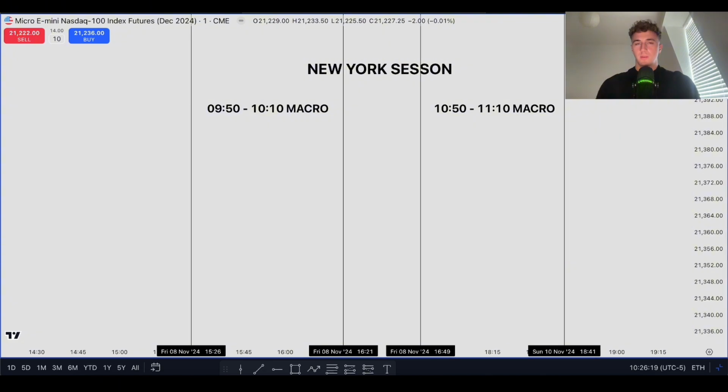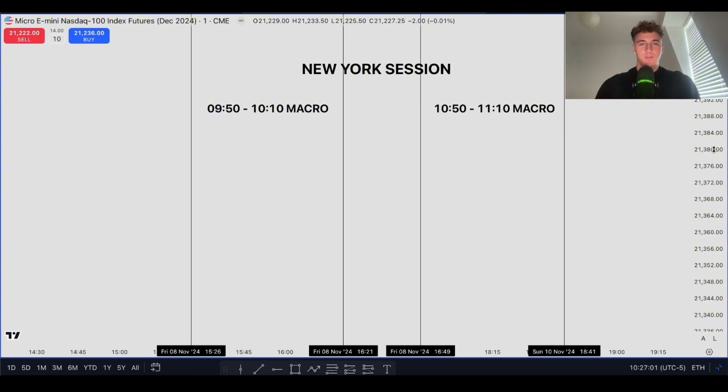And this is when you also want to be looking for that unicorn model to form inside of these time windows. Anything outside is going to be lower probability, and I wouldn't really advise taking it. So we have two macros that I trade. The first one is the 9:50 to 10:10 macro, and the second one is the 10:50 to 11:10 macro. These are the two specific macro or time windows that ICT has given us.